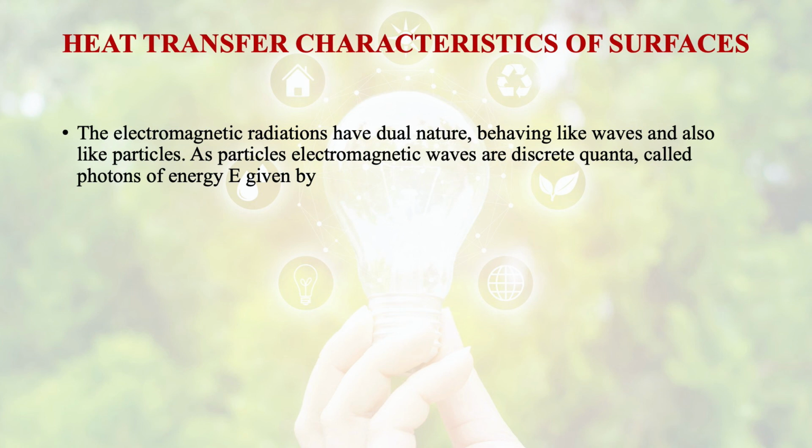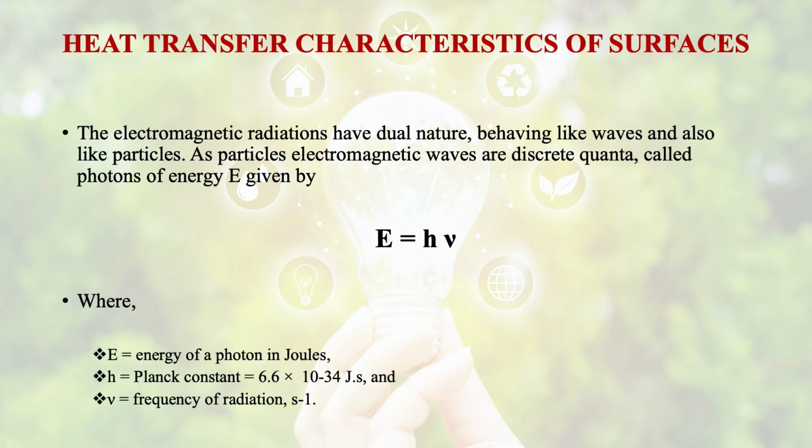Electromagnetic radiations have a dual nature actually. They behave like waves and also like particles. As particles, electromagnetic waves are discrete quanta called photons of energy. In this case, the energy is given by E = hν, where E is the energy of a photon in joules, h is the Planck constant, 6.6 × 10^-34 joule second, and ν is the frequency of radiations per second.